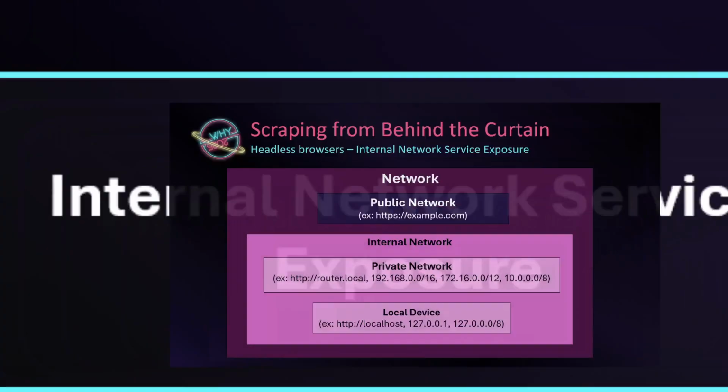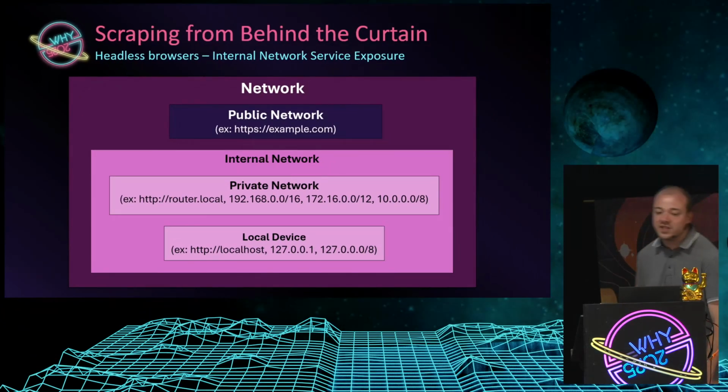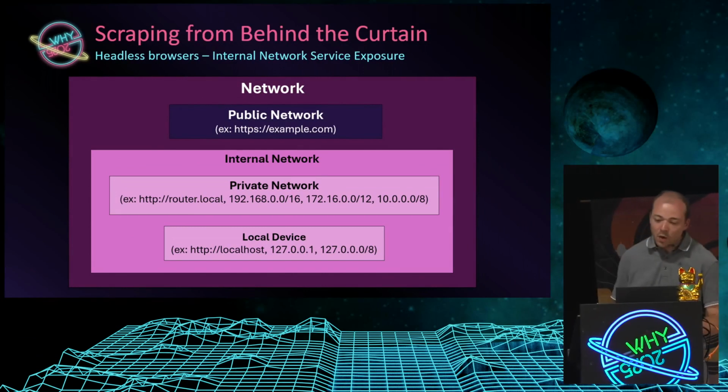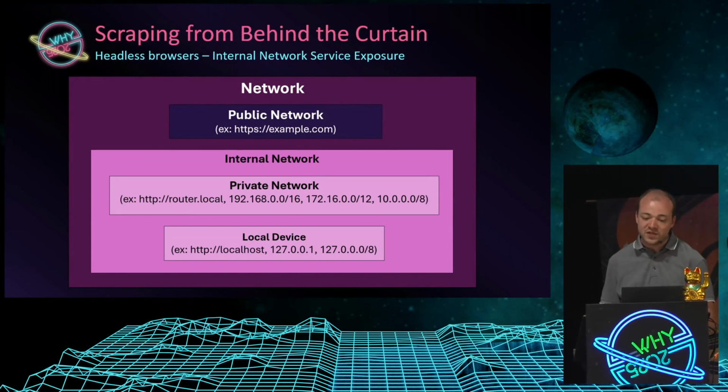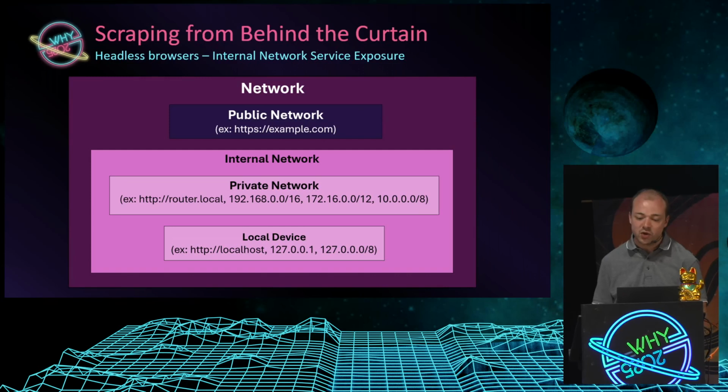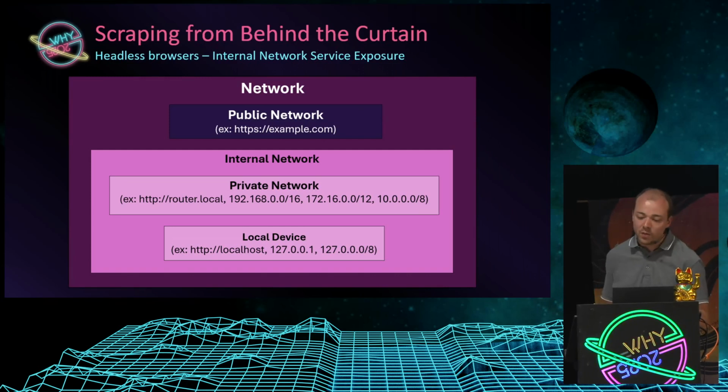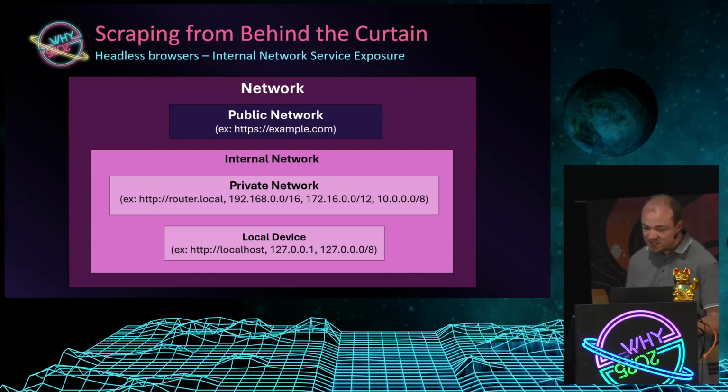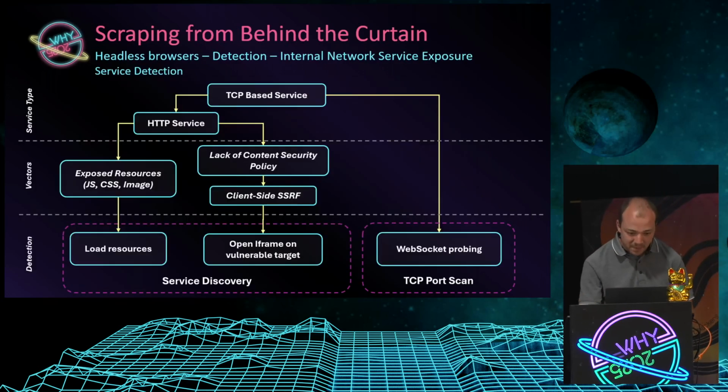And to finish, the last detection vector is the internal network service exposure. Our research here focuses on the exposure of services on the private network and the local device. As we covered earlier, browser automation libraries use control protocols like the W3C WebDriver and the Chrome DevTools Protocol. These protocols open local listening services, and that exposure can be detected.